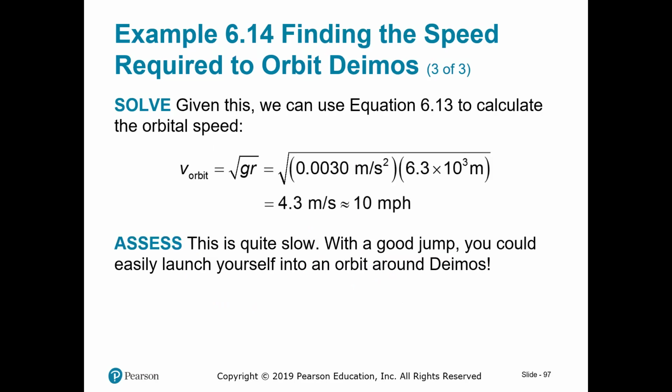But now you can find the orbit speed, which is root of gr, as I showed earlier. So the speed is very small, just 4.3 meters per second. So if you can make a good jump, for example jumping horizontally, you could easily launch yourself into an orbit around Deimos. That means you yourself can be a satellite of the moon.